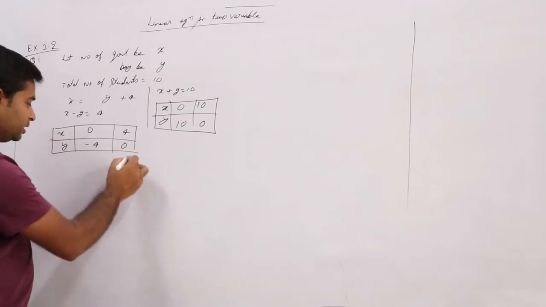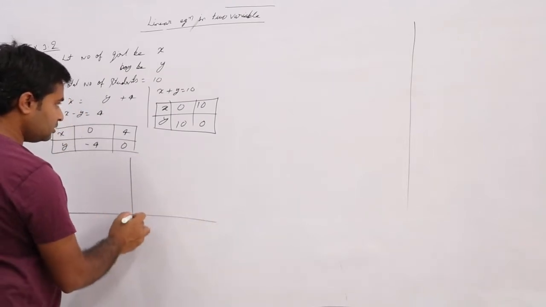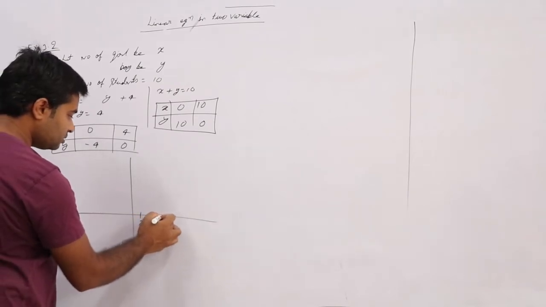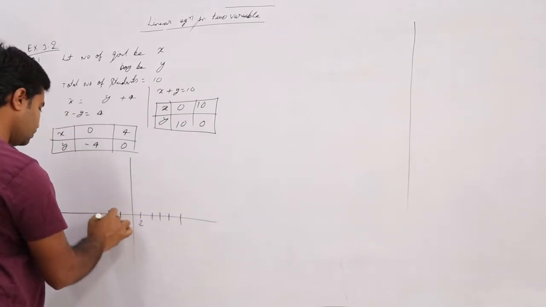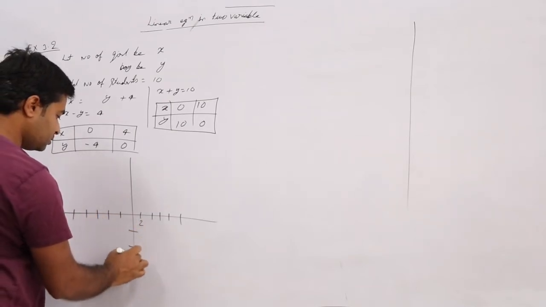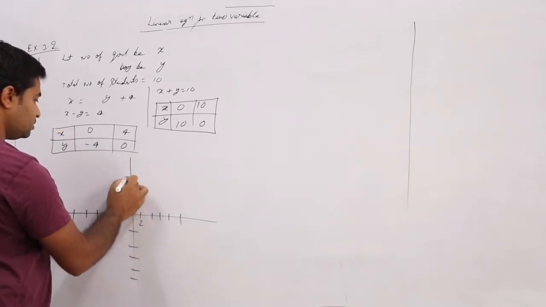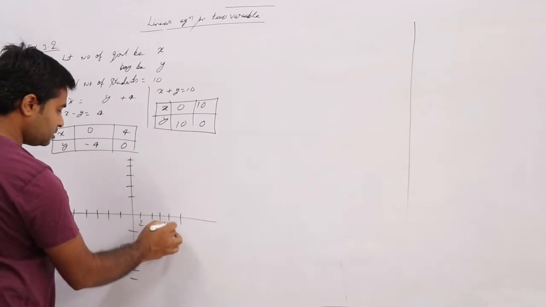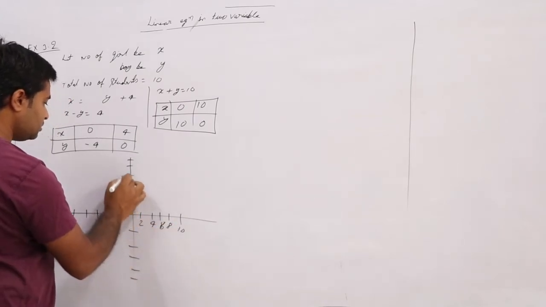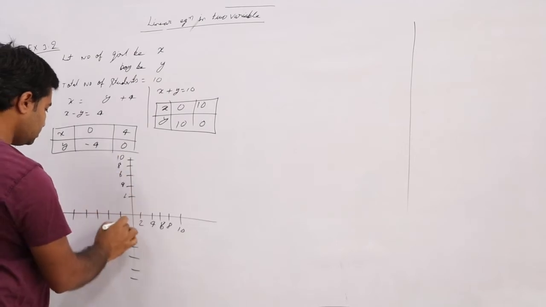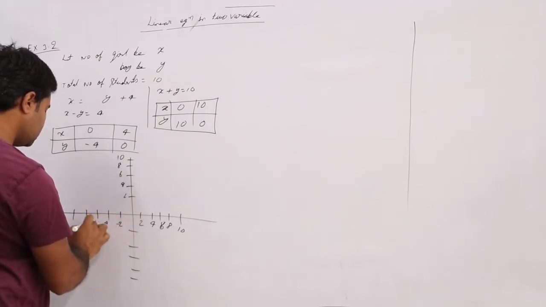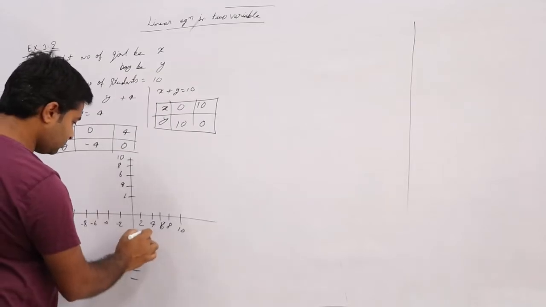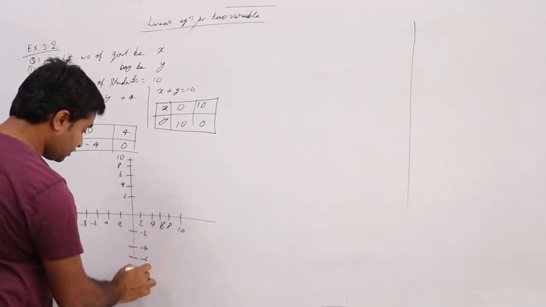Yes or no? Yes, sir. Then till 10 you should take, right? So I am taking 2, 4, 6, 8, 10 on the axis. And on the negative side, minus 2, minus 4, minus 6, minus 8.